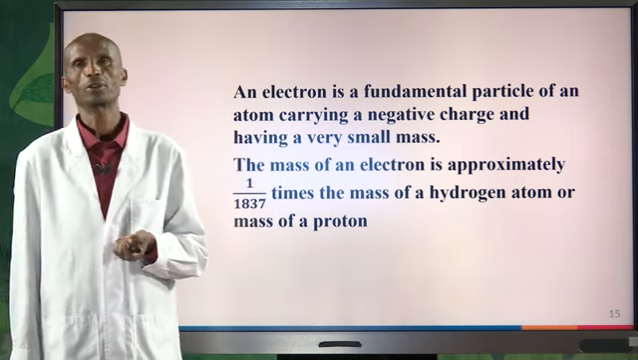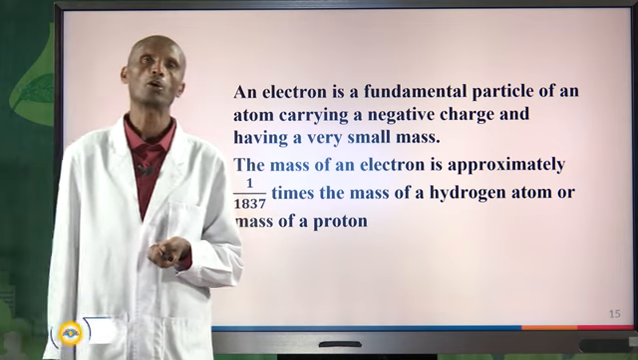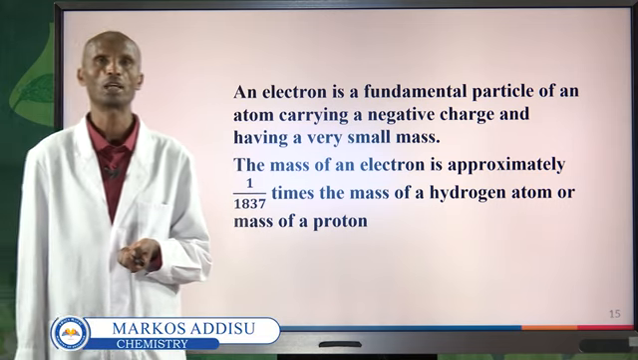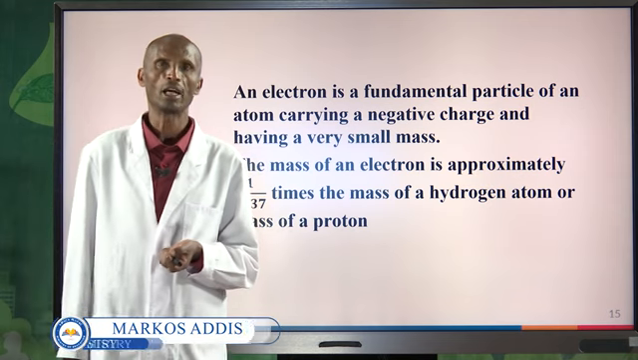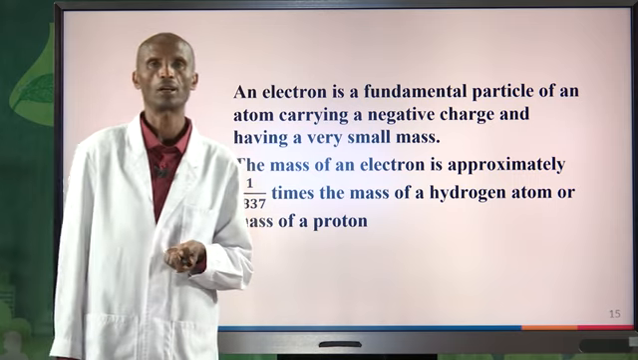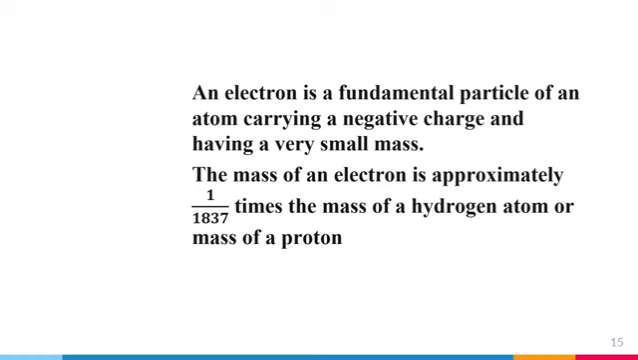The mass of an electron is approximately 1 over 1837 times the mass of a hydrogen atom or proton. That means 1837 electrons have a mass equal to the mass of 1 proton.